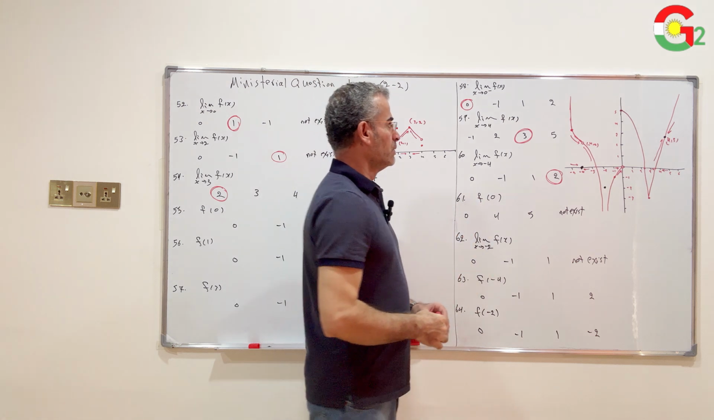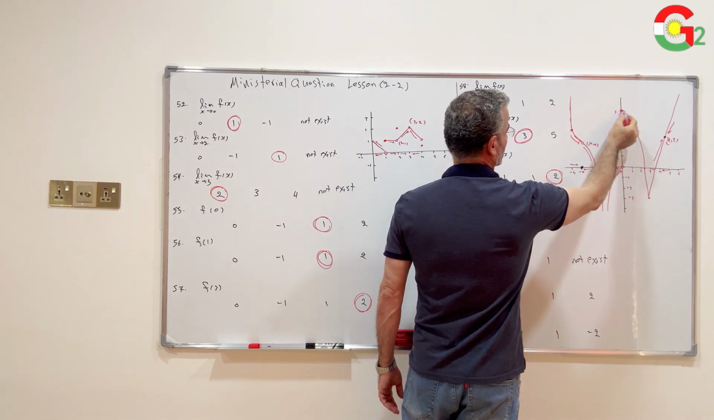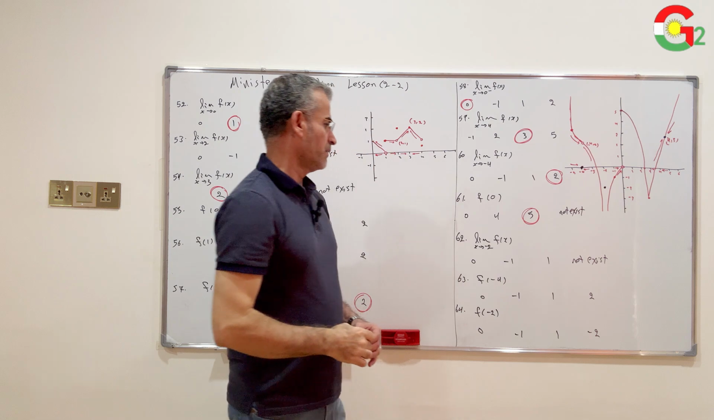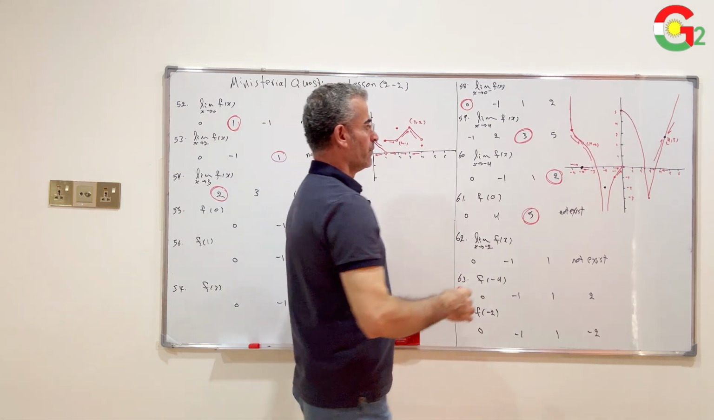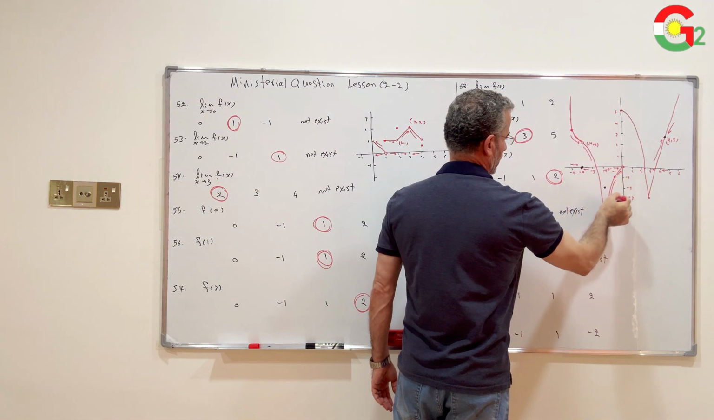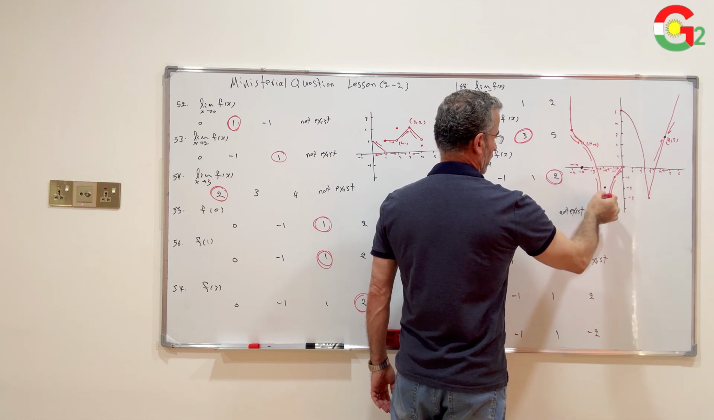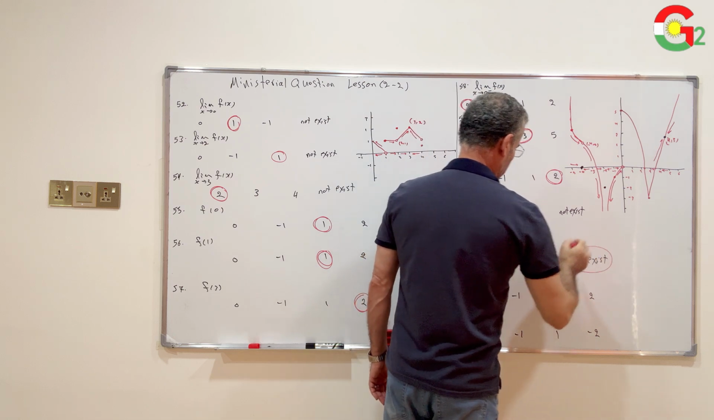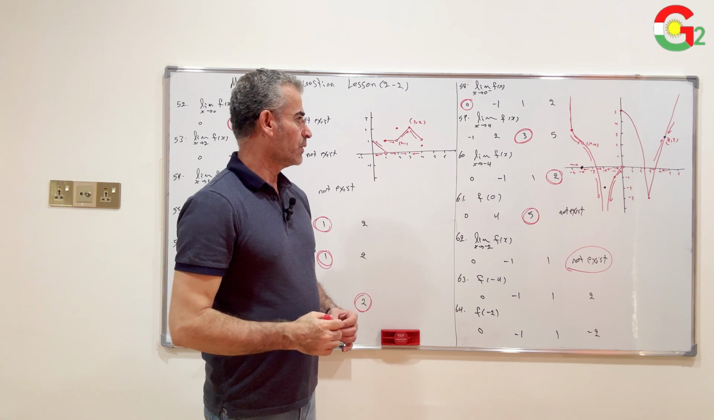f of 0. This is 0. We have a gap here, but the function is defined here, 5. Then f of 0 is 5. Limit f of x when x approaches negative 2. This is negative 2. From the right, the function is undefined. From the left, the function goes to negative infinity without bound, then the limit does not exist.